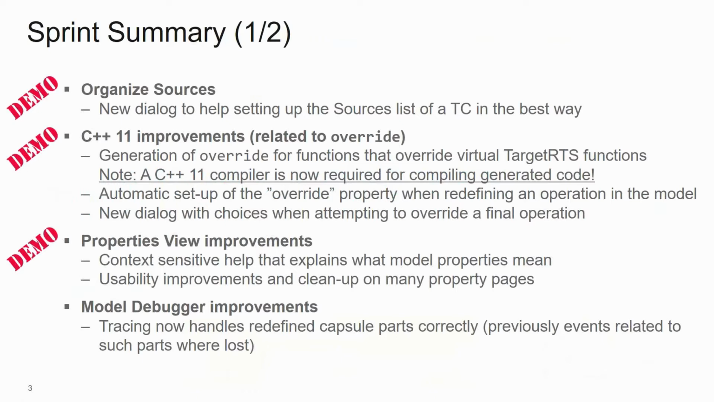We also did a number of C++11 related improvements to override. For example, we now generate the override keyword for functions that override virtual target RTist functions, so that you avoid warnings about that when you're compiling your code. You should also be aware that because of this change, it is now necessary to have a C++11 compiler when compiling generated code. I think you all had that before also, but just to emphasize, previously it was possible to compile with an older compiler. Now it is required to have a C++11 compiler.